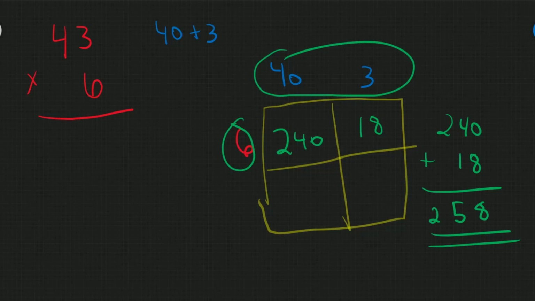6 times 3, 18. Carry over the 1. 6 times 4, 24, plus 1, 25. They are the same answer. 43 times 6 is 258, whether you use the standard algorithm or the window method.